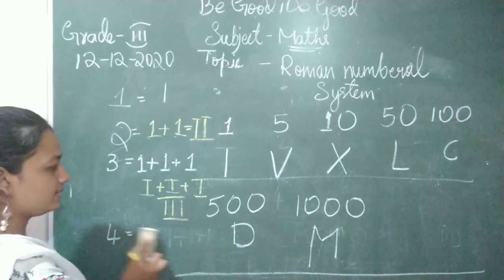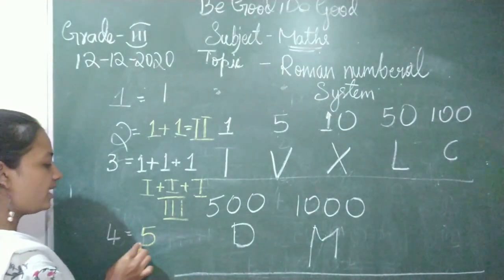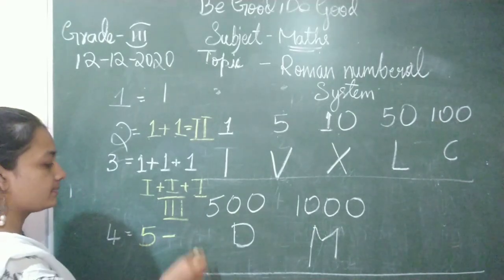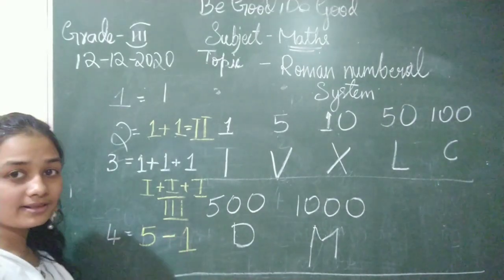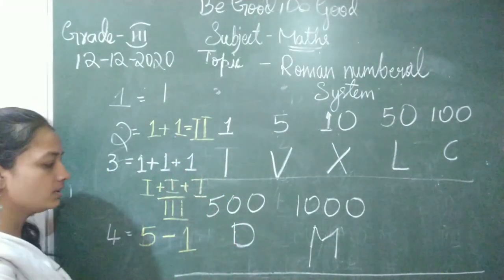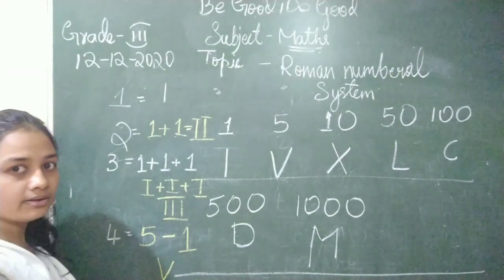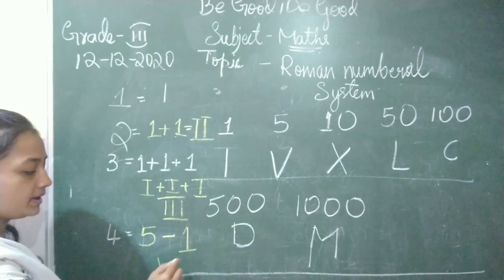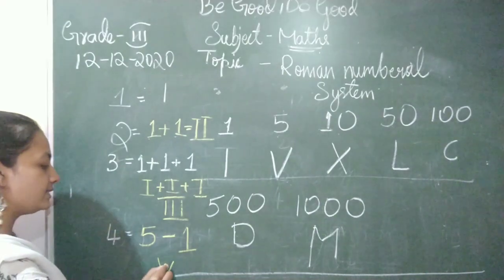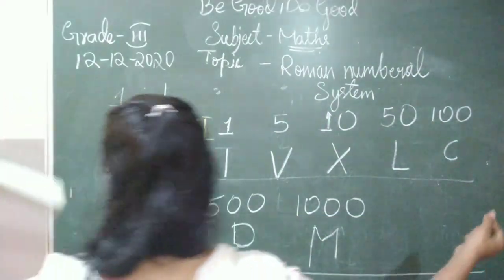So instead of writing 1 plus 1 plus 1 plus 1, I write it as 5 minus 1. What is 5 minus 1? 5 minus 1 is 4. So I get 4 now. So now I will write the symbol of 5 and I should write the symbol of 1 to the left side of this 5. Okay? I write the symbol 1 to the left side. See, this is your right and this is your left.